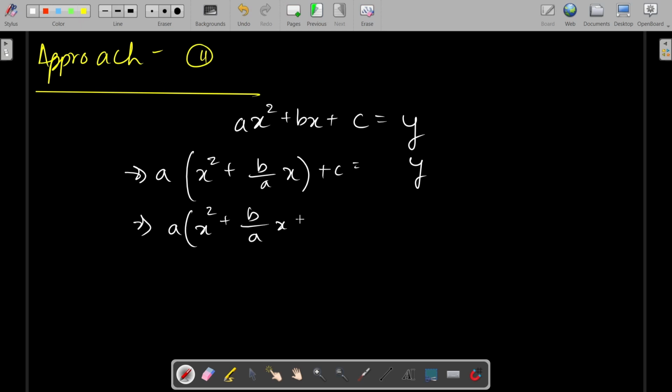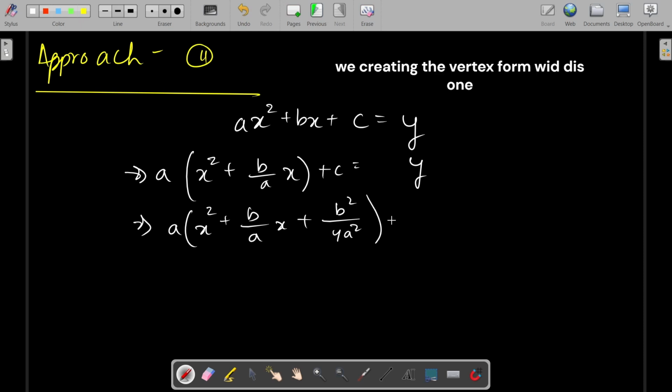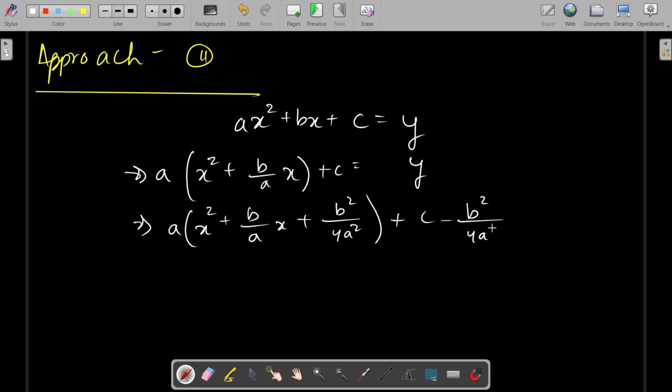Now what I'm going to do is add b square over 4a square, plus c, minus b square over 4a square, is equal to y. I added this term and I subtracted it, so it makes no change. The net effect is zero, it nullifies.